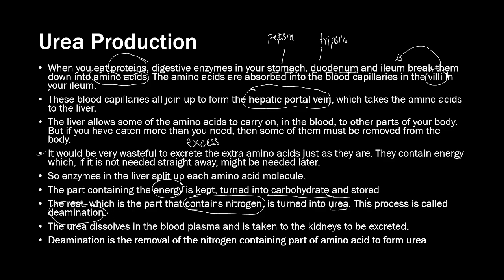The urea dissolves in the blood plasma, very important. It dissolves in the blood plasma and is then taken to the kidneys to be excreted. They usually ask, how does the urea come from the liver to the kidney? You say it dissolves in the blood plasma and flows. Okay, get it? Then deamination, as we said, very important. You need to know the definition.